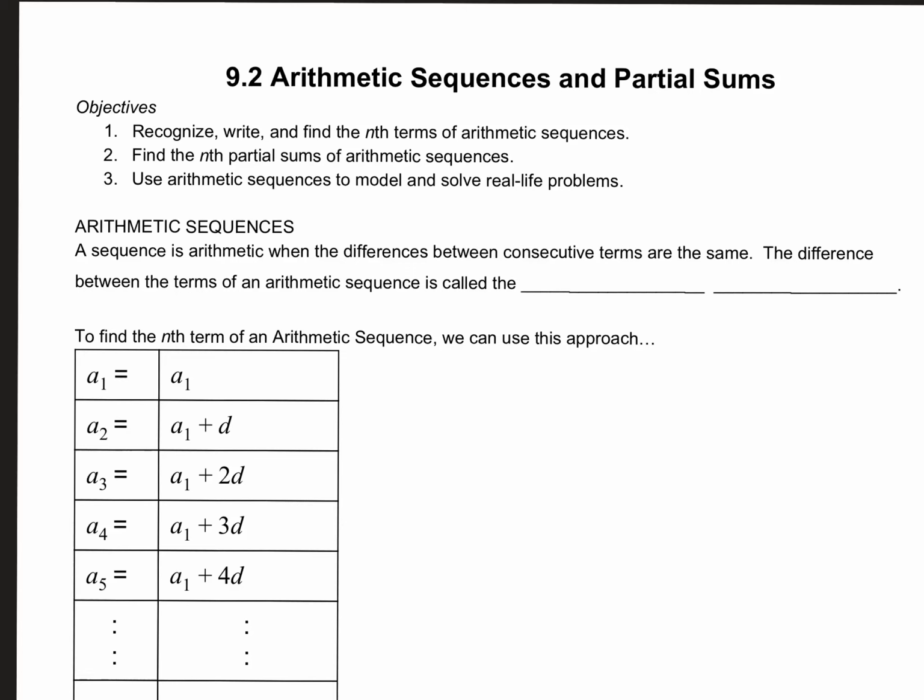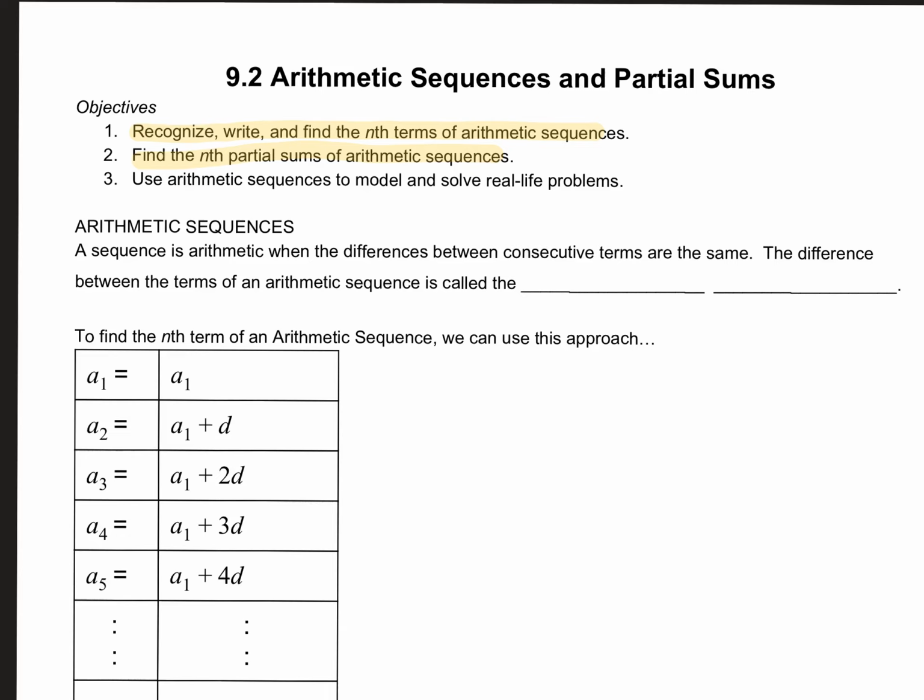Hello, everyone. We're going to continue our study of sequences and series today, focusing on arithmetic sequences and partial sums of arithmetic sequences. Our goal today is to be able to recognize and write the nth terms of arithmetic sequences and find nth partial sums of arithmetic sequences. And then we'll pick up again the next day with a little bit more of that.